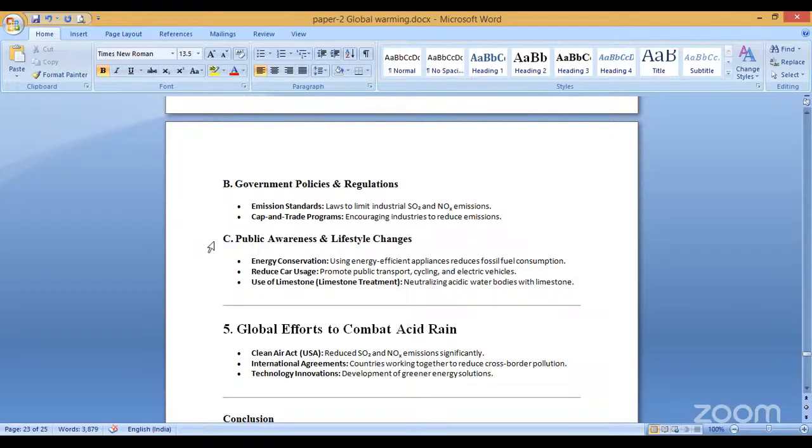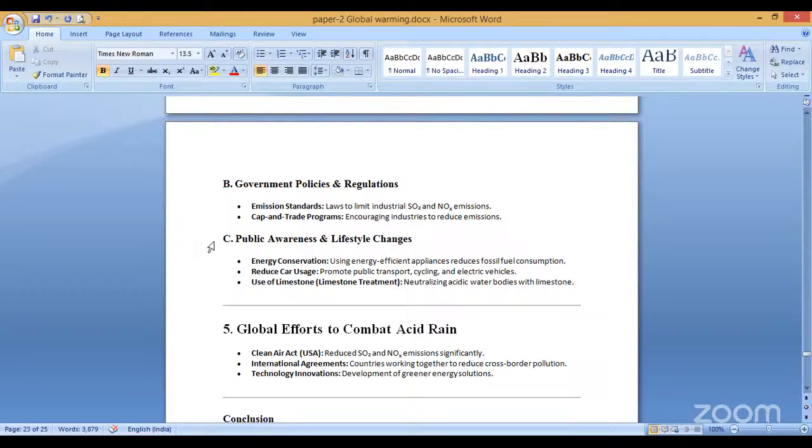Then coming to the next one, public awareness and lifestyle changes: energy conservation, using energy efficient appliances, reduce fossil fuel consumption, reduce car usage, promote public transport, cycling, and electric vehicles. Use of limestone treatments, neutralizing the acidic water bodies with limestone.